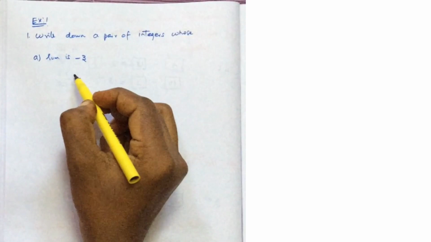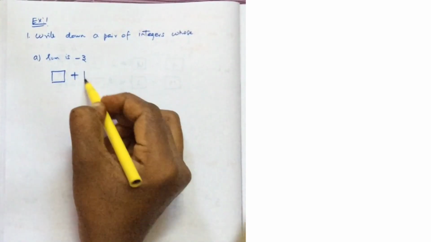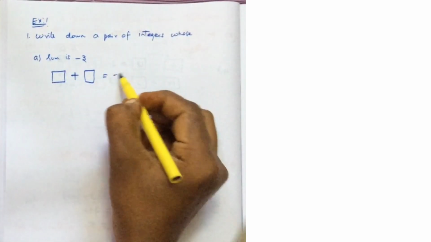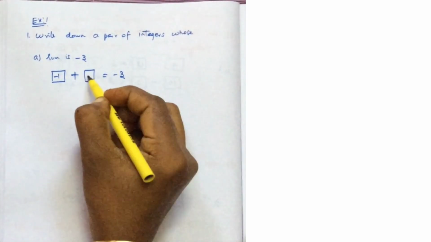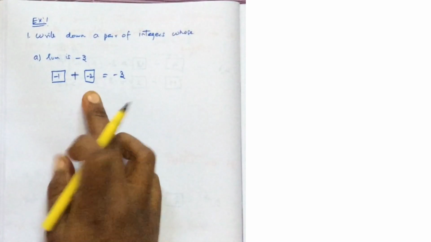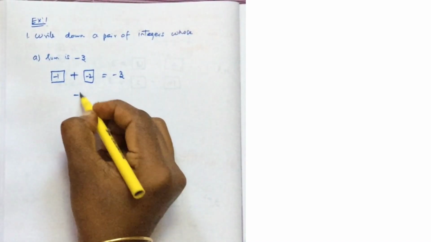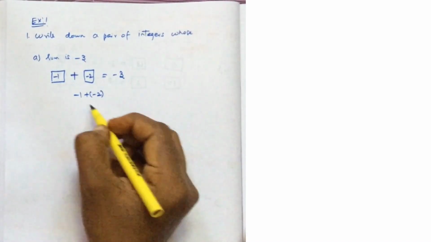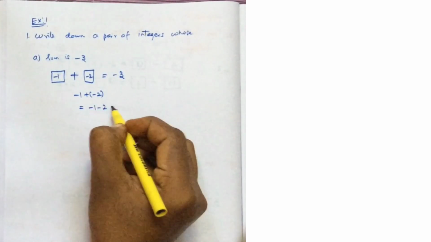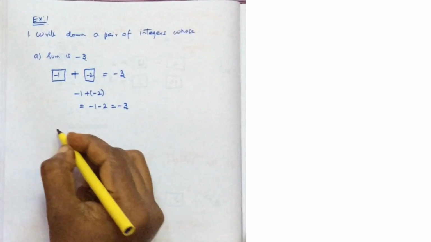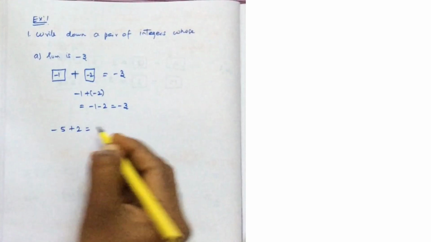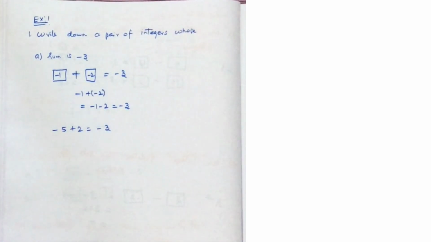Next is example 1. Write down a pair of integers whose sum is minus 3. So you have to write any pair of integers and you add it, you should get minus 3. So minus 1, minus 2. Minus 1 plus of minus 2, that is equal to minus 1 minus 2, that is minus 3. Okay, next example is minus 5 plus 2, that is minus 3.